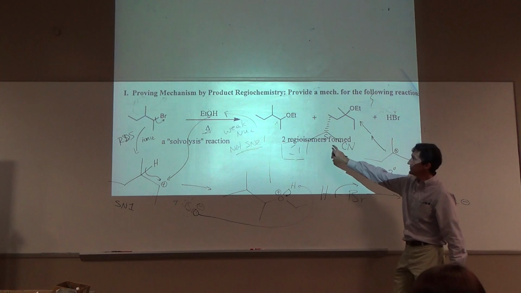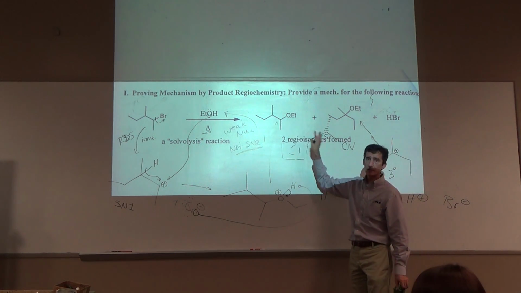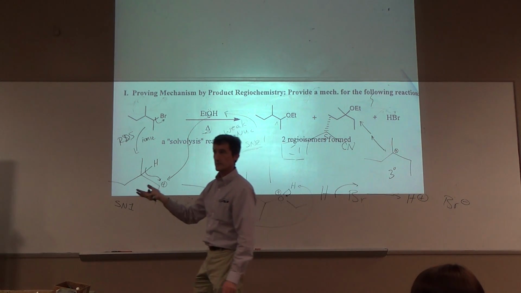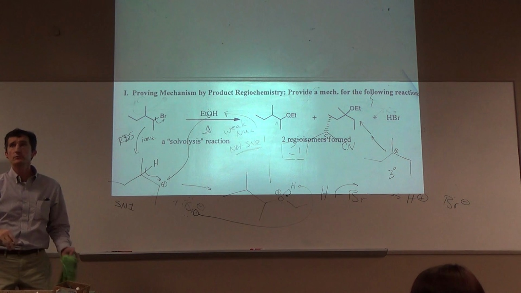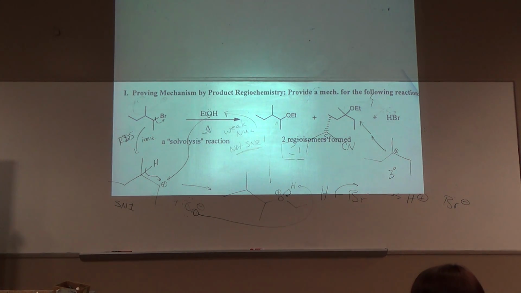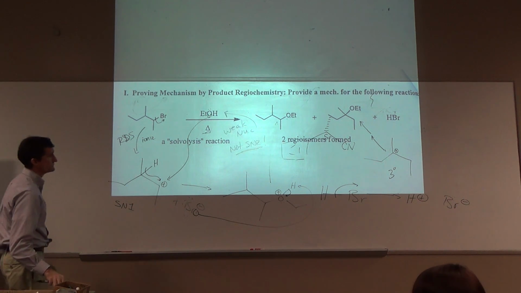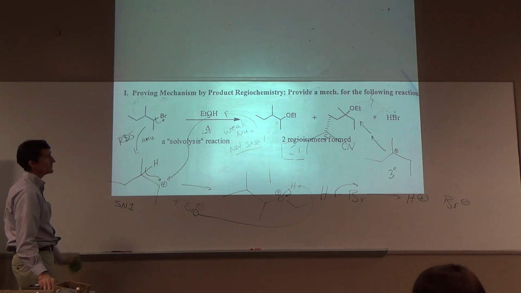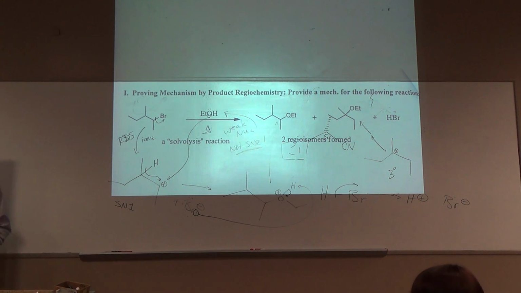So here we got regioisomers. SN1 often gives regioisomers through carbocation rearrangements. With SN2, you never get rearrangements because there's never a cation. In SN2, your nucleophile replaces the leaving group on that one carbon. The nucleophile ends up on the carbon where the leaving group was. This is the good old SN2. I'm sorry, SN1.